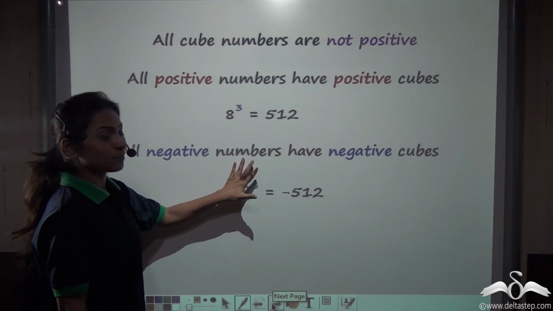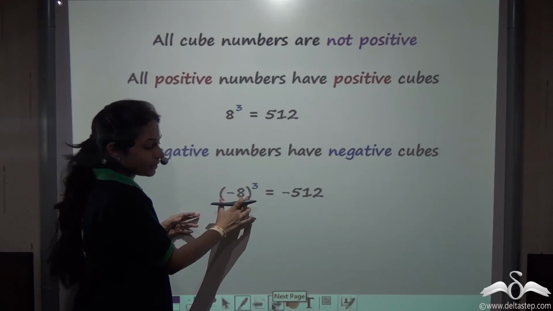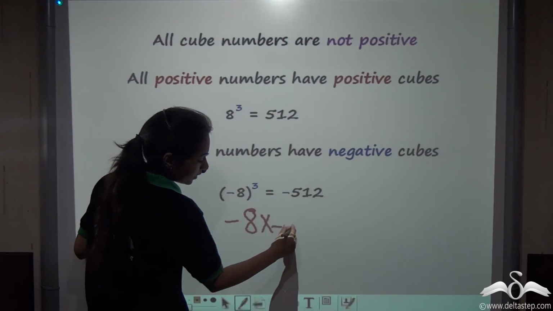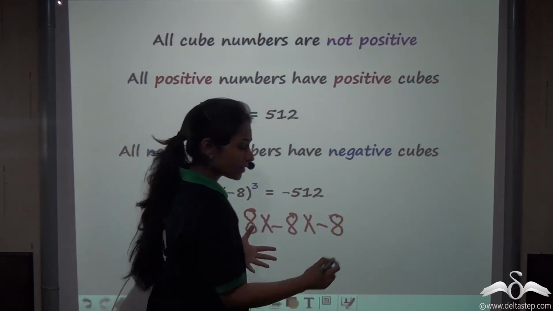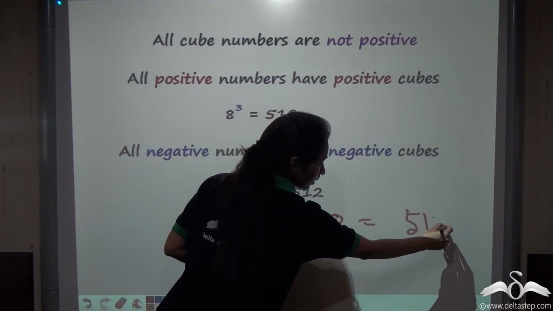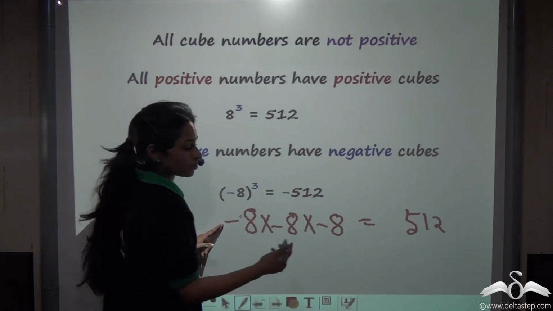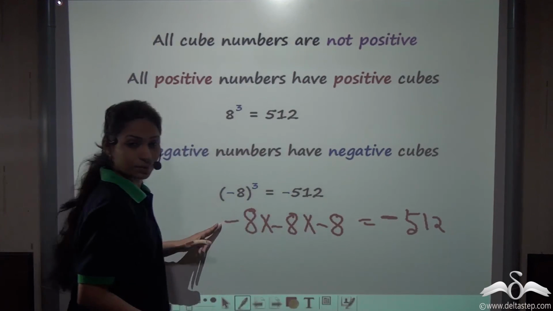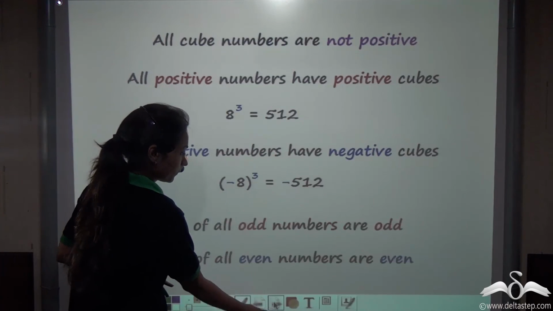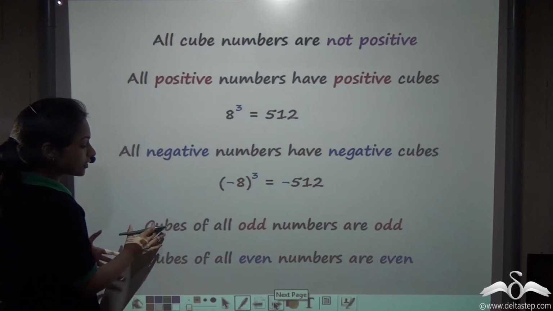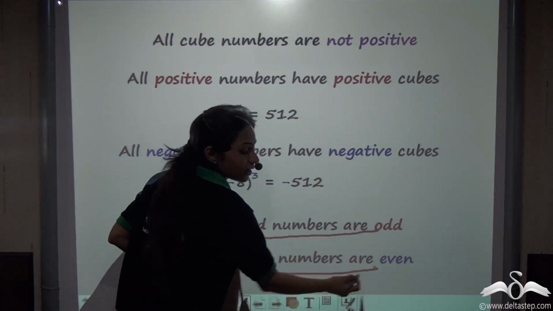Similarly, all negative numbers have negative cubes. Say we change this number to minus 8, then we get minus 8 into minus 8 into minus 8. Now 8 into 8 into 8 remains the same, 512. But minus into minus into minus gets us a minus. So this becomes a negative number. So all negative numbers have negative cubes. One more thing we learned is cubes of all odd numbers are odd and cubes of all even numbers are even.